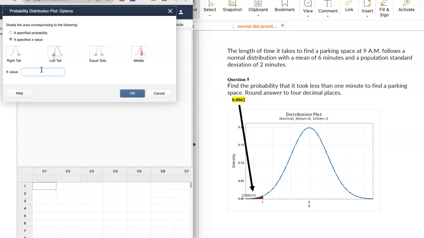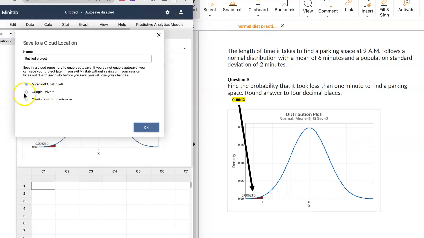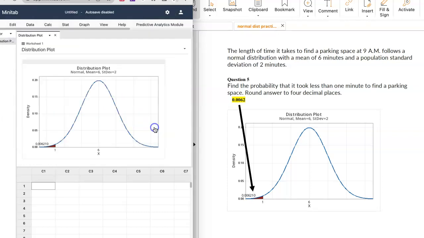So we click left-tailed and put in 1. So specified x value less than 1. And if we click OK and OK, we click continue without autosave always. And then you get this graph here. What this graph shows you is that less than 1 is in the dark red, and the probability of it being less than that is right here. It'll always give you that decimal number there. You can check your graph, make sure it did it right.